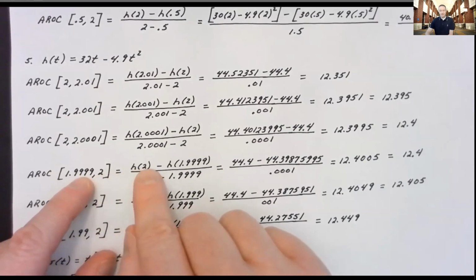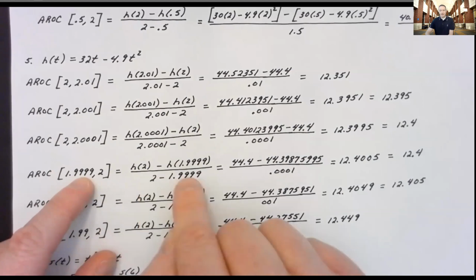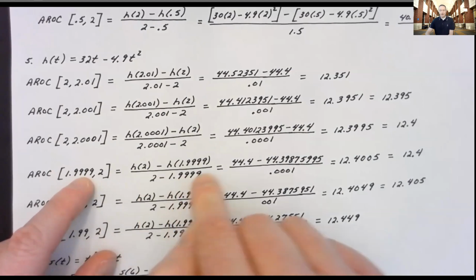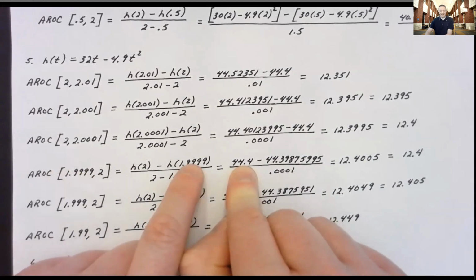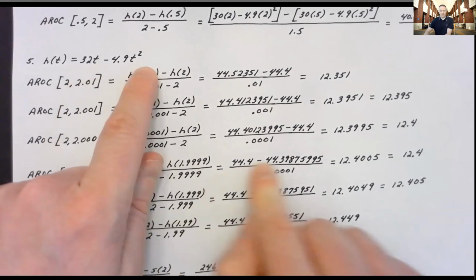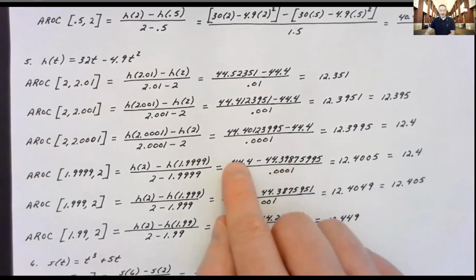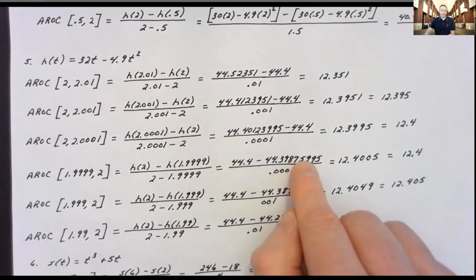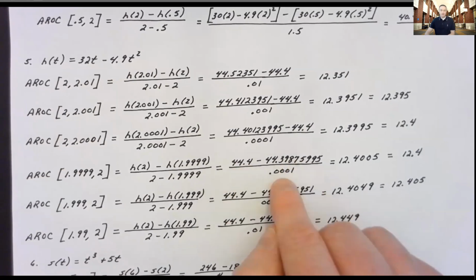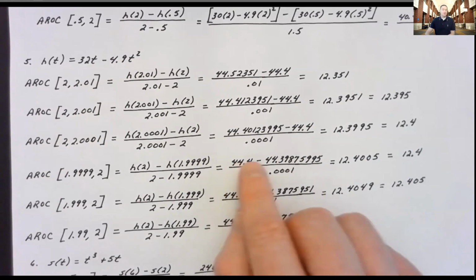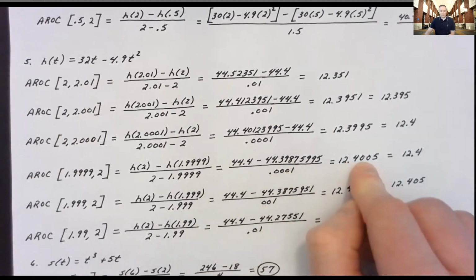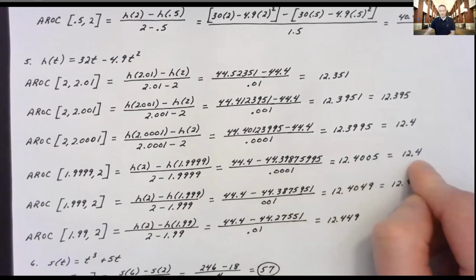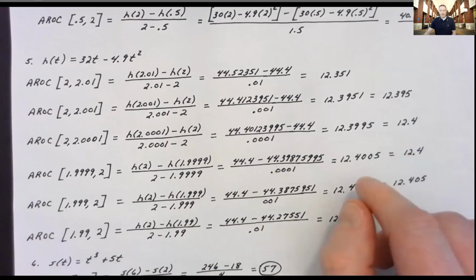So I still say ending position minus beginning position over end time minus beginning time. We already know h of 2 is 44.4. When you plug the 1.9999 into this equation, you get this number. We divide the end position minus the beginning position over the change in time. And in this case, I got 12.4005. Of course, that rounds to 12.4 whenever you're trying to round.